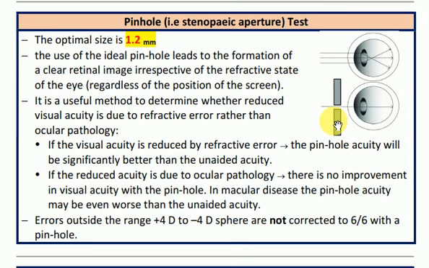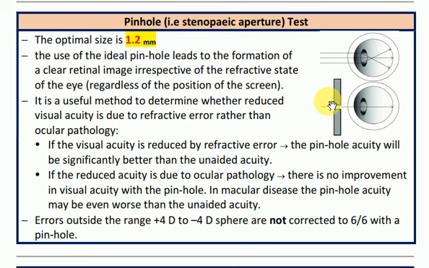So in an ametropic eye, there is no focused image and the visual acuity is reduced. This pinhole test is a useful method of determining whether the reduced visual acuity is due to refractive error rather than ocular pathology or neurological disease. If the visual acuity is reduced by refractive error, the pinhole acuity will be significantly better than the unaided acuity. But if the reduced acuity is due to ocular pathology, there is characteristically no improvement in visual acuity with the pinhole test. If there is macular disease, then pinhole acuity may be even worse than the unaided acuity.